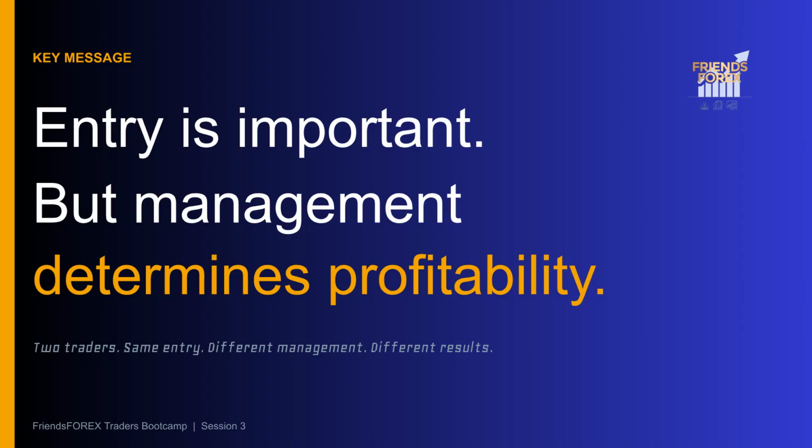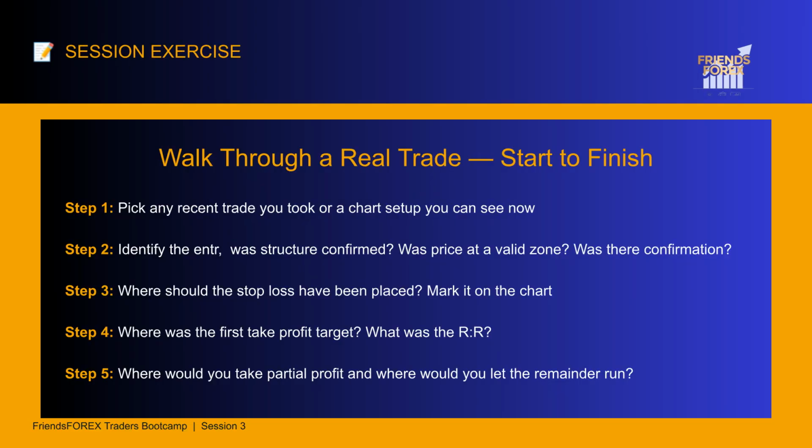For our session exercise, we walk through a real trade from start to finish. Follow the 5 steps. Firstly, before you take the trade, define your entry criteria, the reasons for making that trade. Determine your stop loss placement, where your stop loss will be. That is the invalidation point.